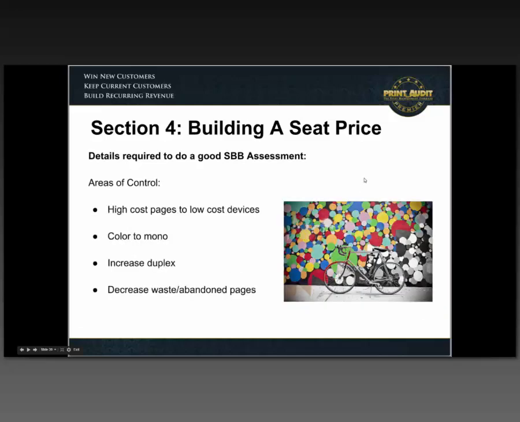Some other areas that we can look at for control: high-cost pages to low-cost devices. One of the things that we see when we do print studies, especially when we can start looking at the user behavior, is which devices they're printing to and for what kind of volumes. And we have studies on that.